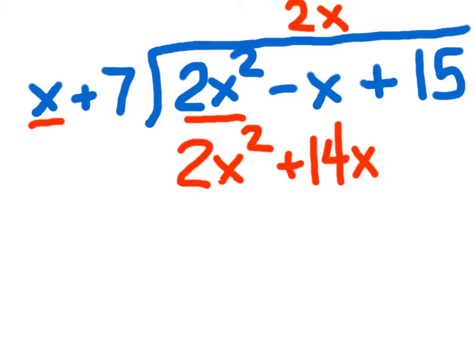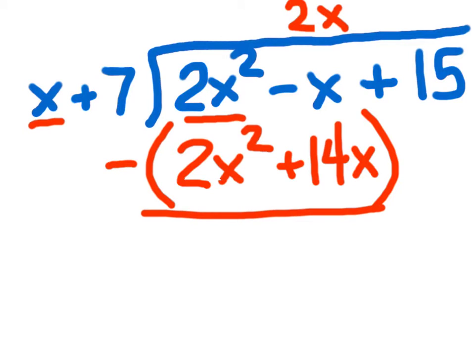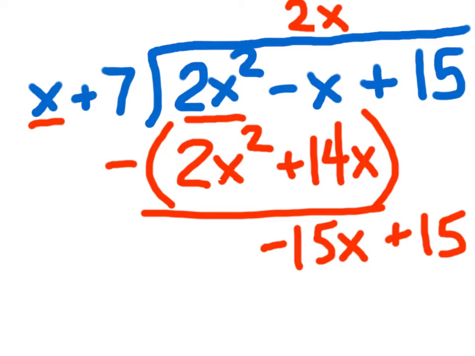And then don't forget, when we do this, we need to subtract each of these terms. When we do that, the first term should always cancel. We have negative x minus 14x is negative 15x. We bring down the 15. And now we do it all again.